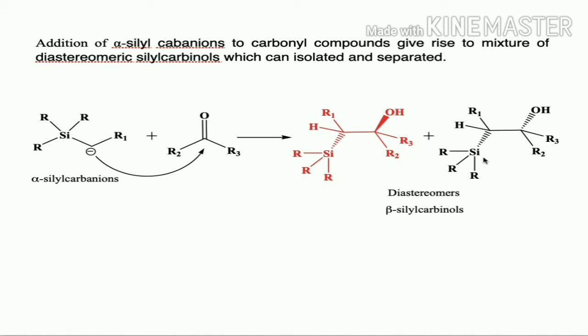These diastereomeric silyl carbinols, upon treatment with acid and base, are going to yield alkenes. So what happens if we treat these diastereomers? Before the reaction we need to isolate and separate them because it is a mixture. So we need to subject these diastereomers to chromatographic separation so that we can get pure diastereomers. Pure diastereomers, upon treatment with acid and base, are going to form alkene.